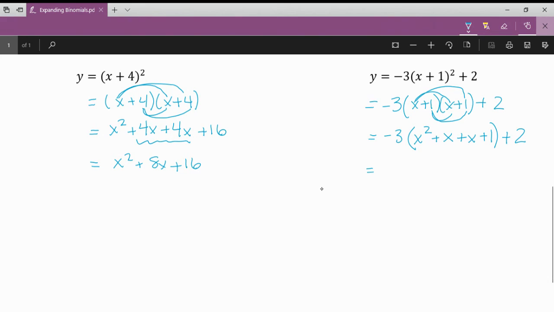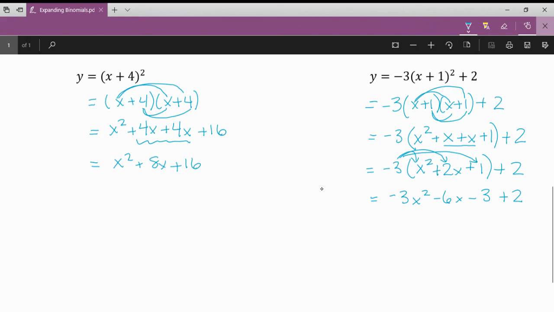I'm going to simplify inside my brackets, so -3, and I have two x terms. So x plus x is plus 2x, and a plus 1, and the 2 hanging on outside the brackets. So now, just like the question that we did above this one, I'm going to multiply that -3 into my brackets, okay? But it does not apply to that +2 outside the brackets. So I'm going to have -3x squared minus 6x minus 3, and now +2.